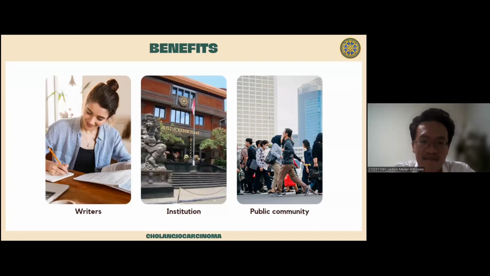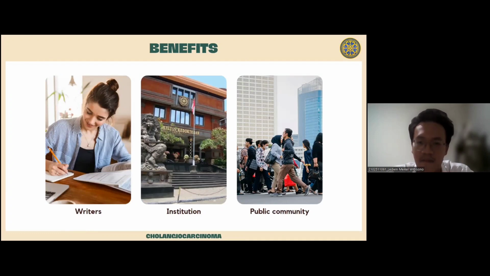So these are the benefits of our student project. There are three main benefits, and the first one is for the writers. This student project can be used for adding sources of knowledge for the writers and can be used to conduct research materials and as a reference for the writers. And for the institution, it can be used to add sources of learning materials, especially about cholangiocarcinoma. It can be used as a reference for conducting research also.